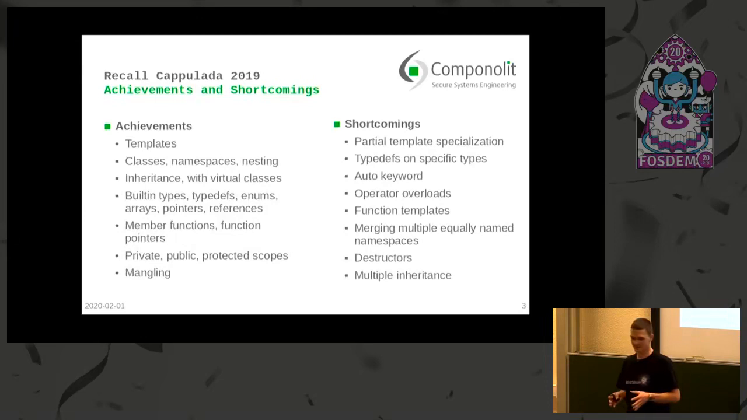So what are the things we didn't achieve? Well, one great but also really complex feature of C++ are partial template specializations. This is something that we didn't make work. Also, there are many things that we could have done with just more effort, like many edge cases: typedefs on specific types, the auto keyword, operator overloads, function templates, and so on. But there are also things we didn't even try to do until the point when we stopped, like destructors or multiple inheritance.